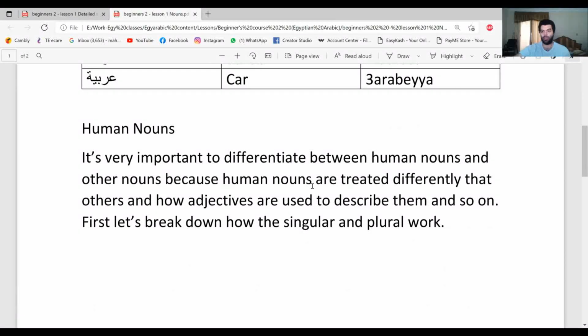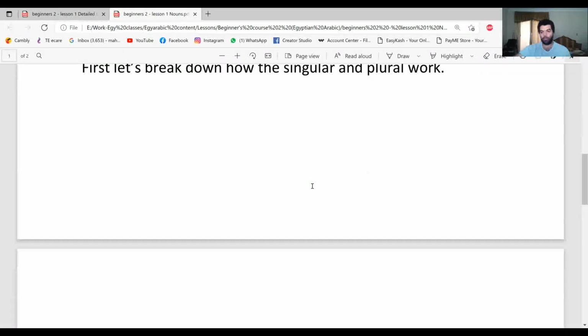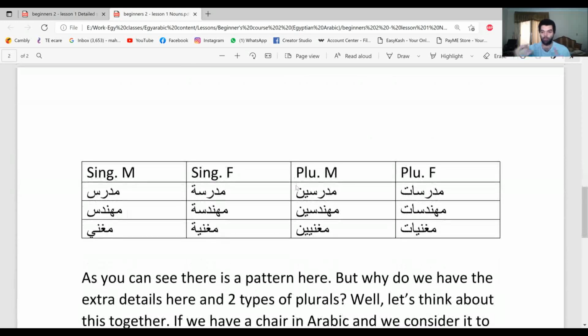But human nouns, why are human nouns different? Well, because with humans, you can have one male, one female, right? Yes, you can. You can have a group of males and a group of females, right? Yes. So that's why we say human nouns are different than other nouns. For example, a car is always going to be feminine. There's not going to be a masculine car and a feminine car because it's not alive, it's not a person. But a person, there can be man and woman.